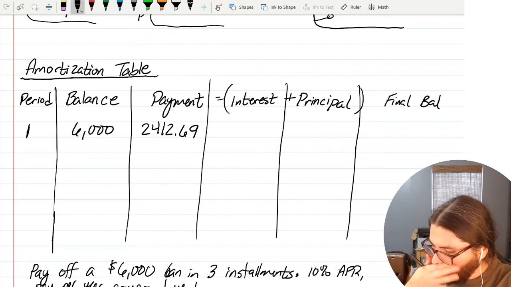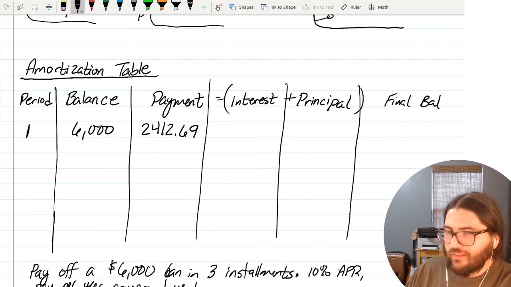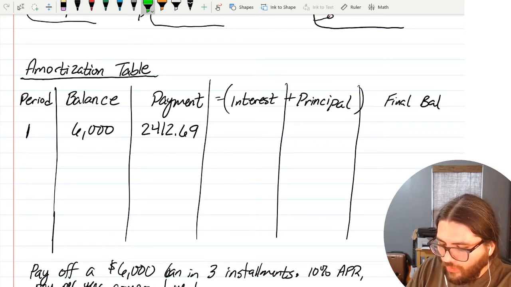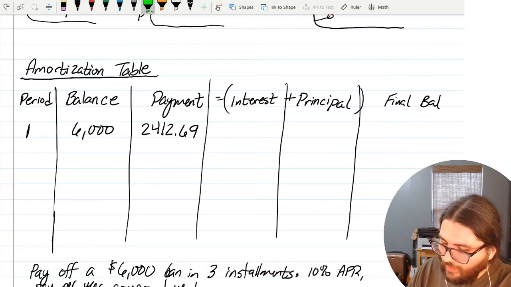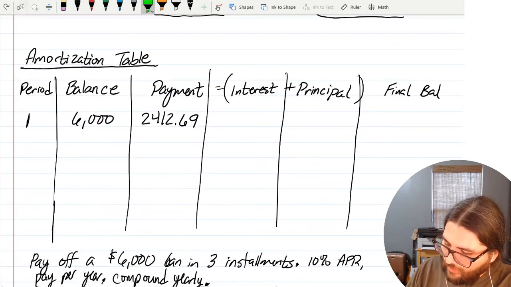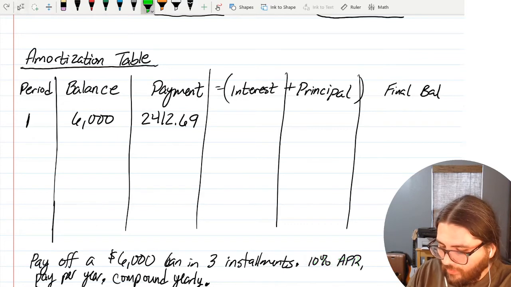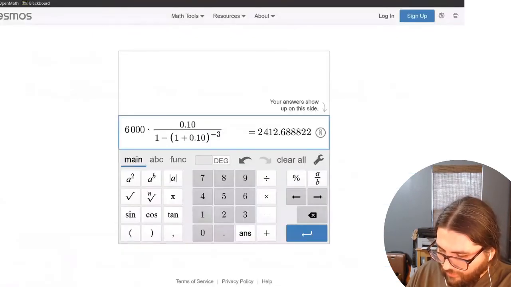I make a payment. Now that payment doesn't go directly to the bottom line, right? I actually need to calculate how much interest I owed. To calculate interest, I use the balance. That's how much I currently owe. And the interest rate, which was given in the problem, 10% APR. So let's calculate what's 10% of 6,000.